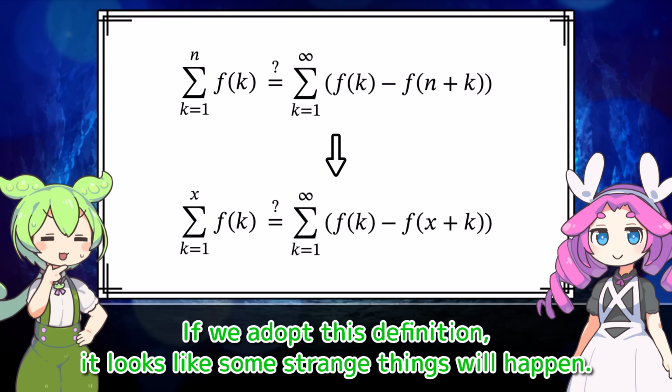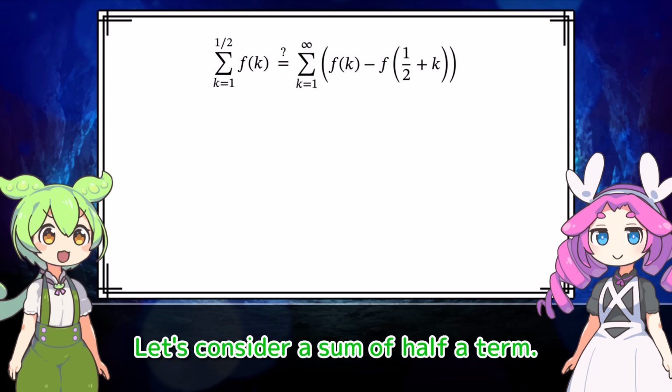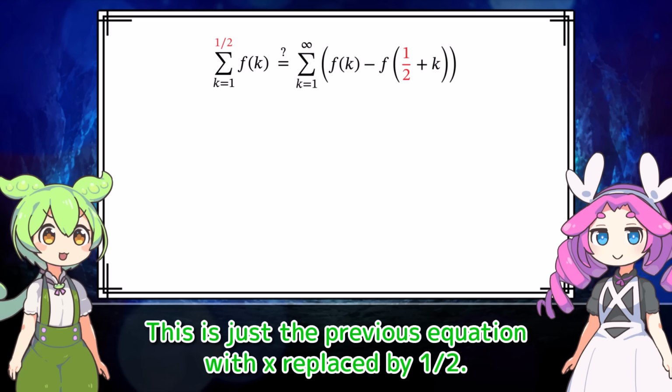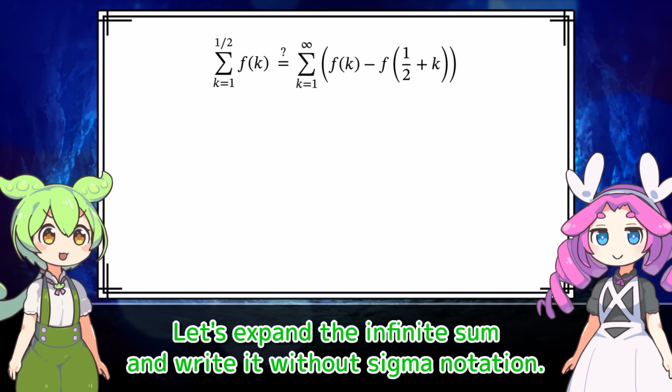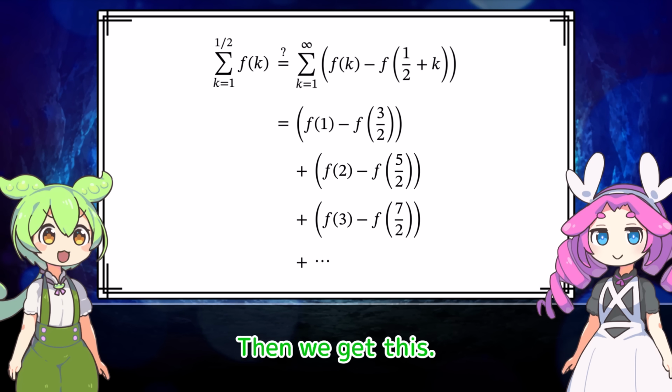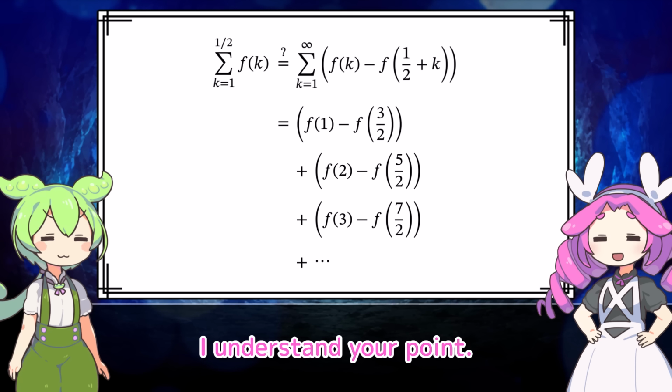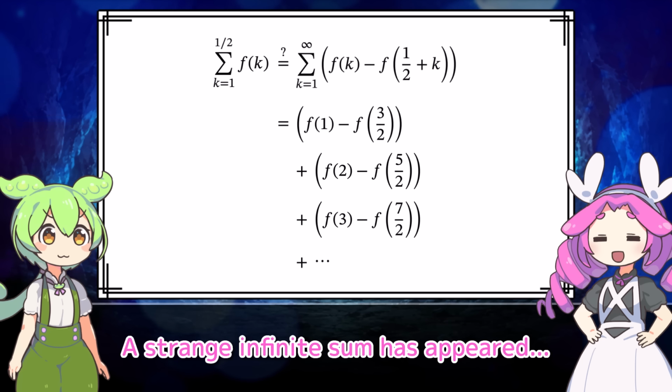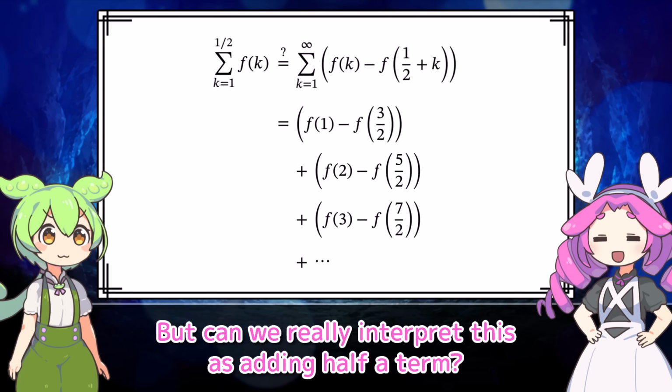If we adopt this definition, it looks like some strange things will happen. Let's consider a sum of half a term. This is just the previous equation with x replaced by 1/2. Let's expand the infinite sum and write it without sigma notation. Then we get this. I understand your point. A strange infinite sum has appeared. But can we really interpret this as adding half a term?